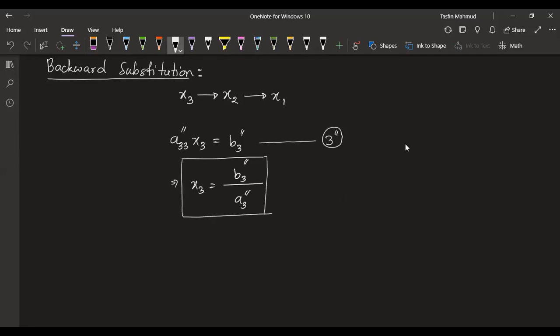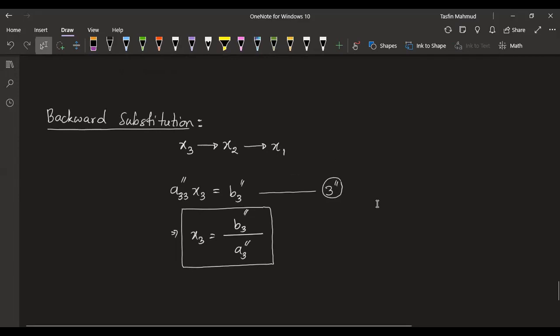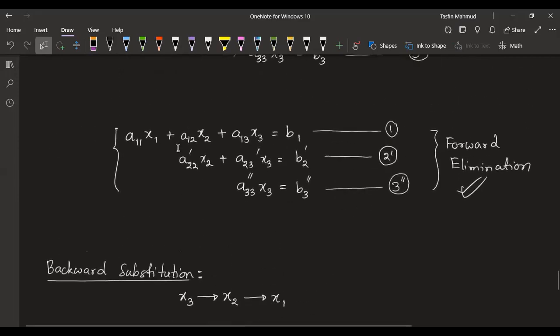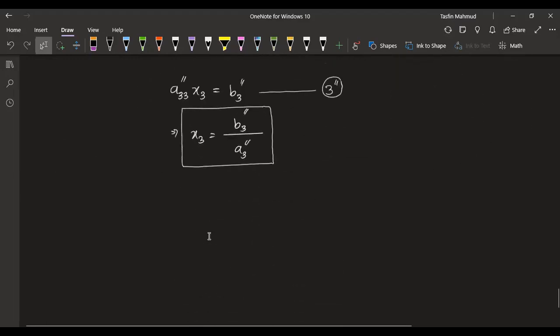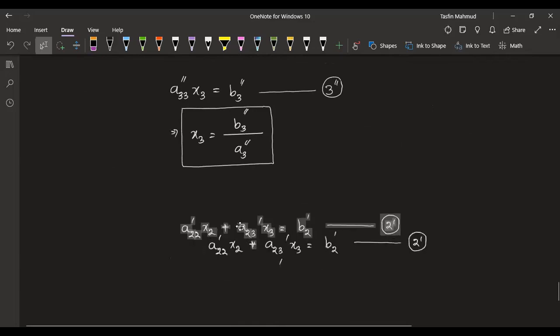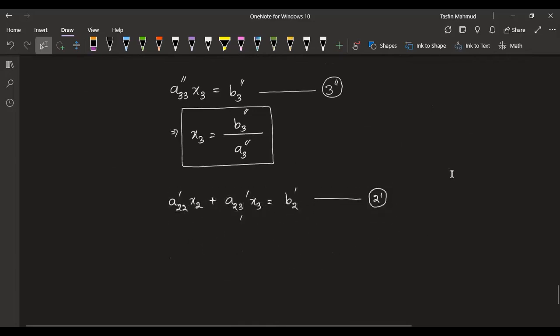Solved, x3 solved, right? So after finding the value of x3, now we will try to find x2. We will take this second equation and substitute the value of x3. So this is the second equation. We have found the value of x3 here. Now we want to find the value of x2.